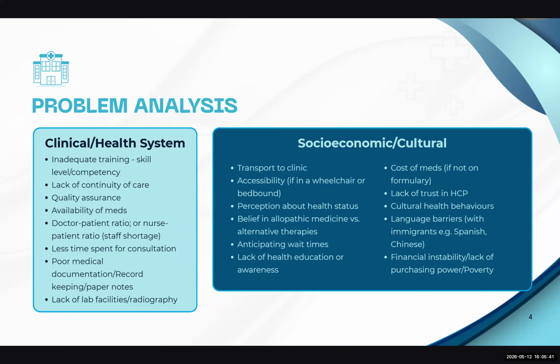Now, in the other category, we have the socioeconomic and cultural factors. So we thought about transport for patients, especially if they're wheelchair or bedbound. They may have difficulties getting to the health center. Many patients in practice don't even perceive that they have a health problem to begin with. They may wait for a relative, a neighbor, or colleague to fall ill, and then they become concerned about their health. Alternative therapies tend to be marketed as better alternatives to medications that have gone through extensive clinical trials, and that could lead to patients abandoning their treatment plans.